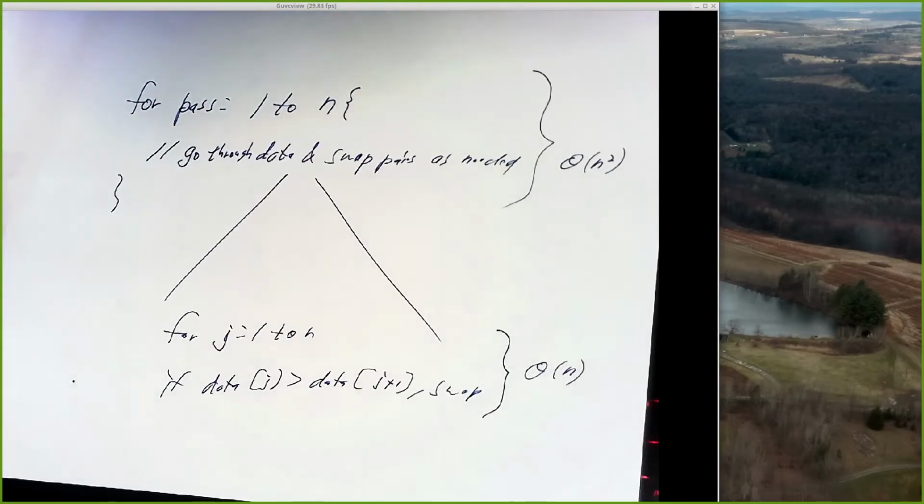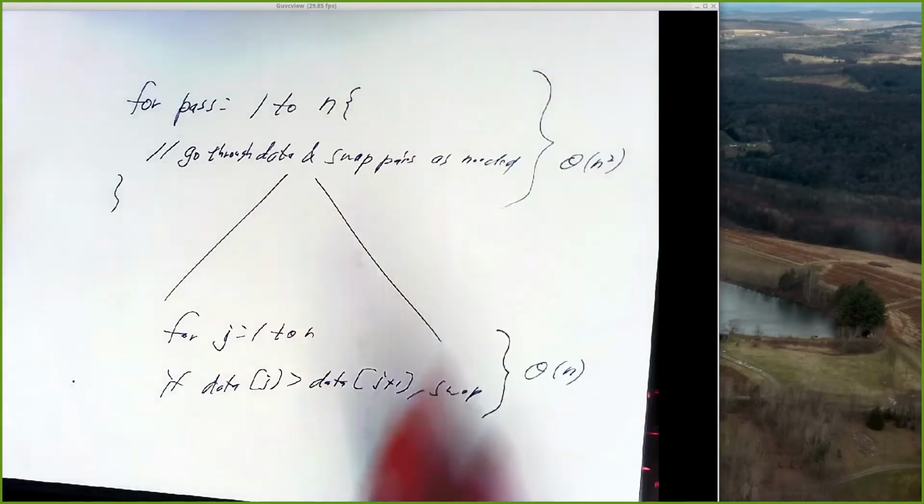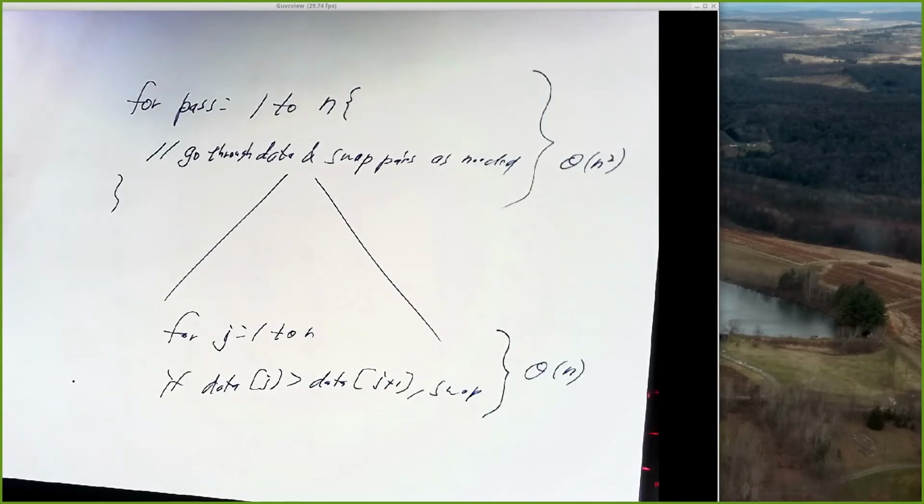And that's not too bad for a small amount of data. If you're trying to sort 20 things, that's totally fine. But if you wanted to sort 1 billion things, this is a really bad way to do it, because 1 billion squared is a lot.